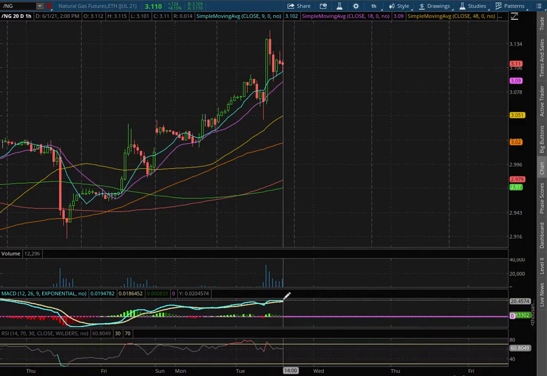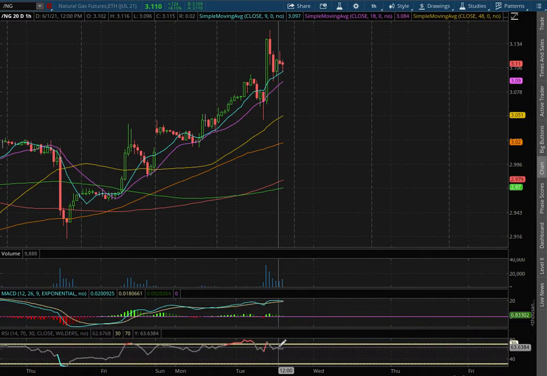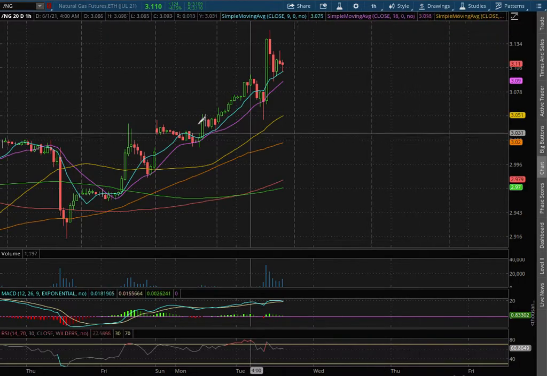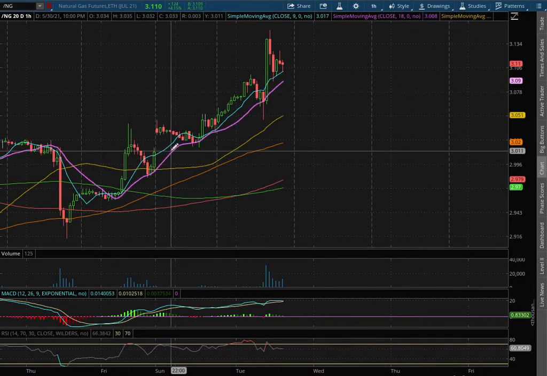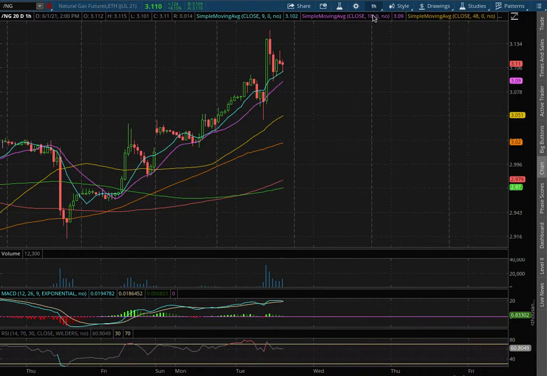We remain at positive MACD, but we're seeing it diverge. We're off of overbought levels with the RSI, and we continue to average above the 18 moving average, this purple line, at price of $3.09.